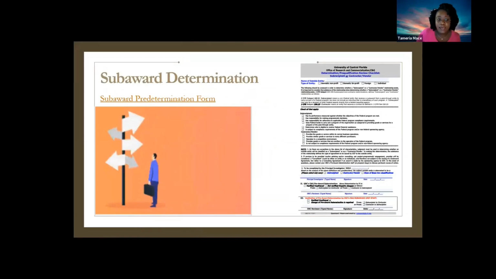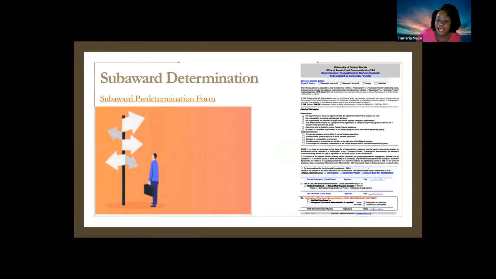So here we would like to talk about making that determination. We do use different tools at the University of Central Florida. We do have a form here called the Subaward Predetermination Form that we use to help to look at these characteristics. If there ever is a question about what our third party should be, we fill out this form. We have our departmental staff fill out this form, and we look at the scope of work. What are we tasked with doing? What is this third party tasked with doing? And what is the relationship between the two?